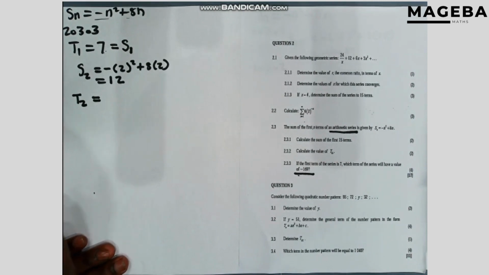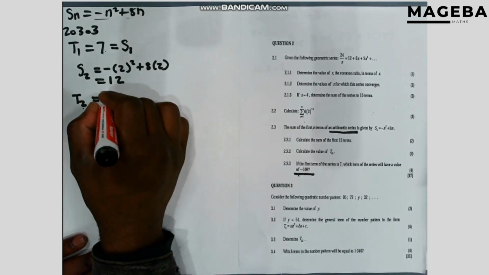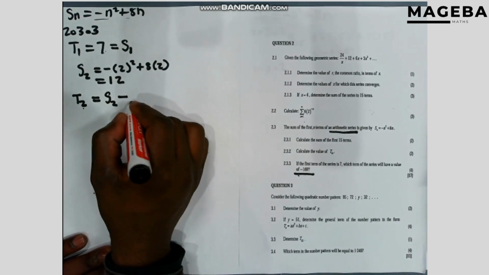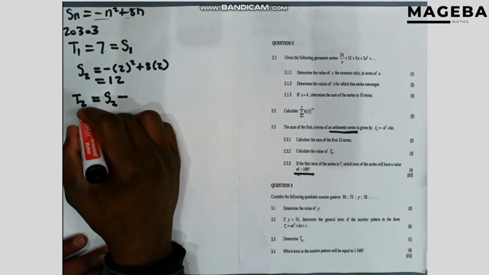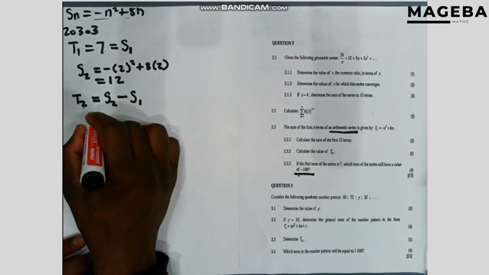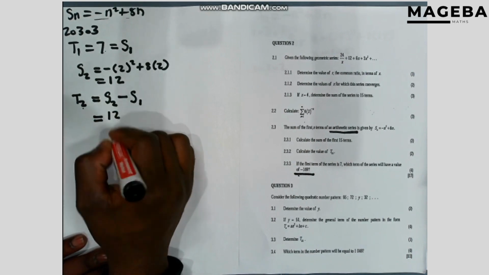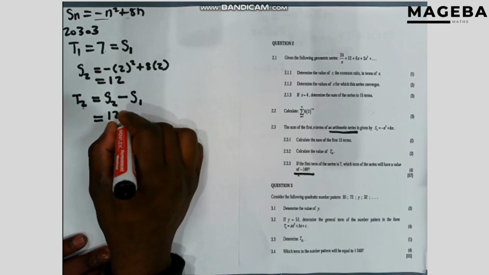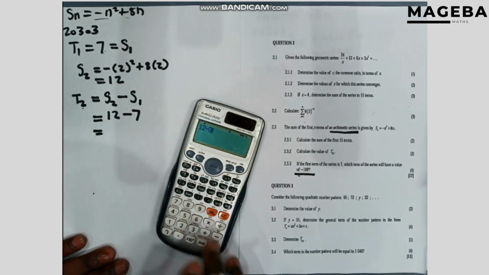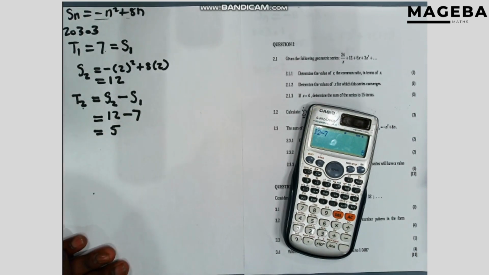After finding this sum of the second term, the following thing we need to find is T2. I hope you are following. How do you find T2 since we have this formula of a sum? We know that sum of n, which is 2, minus sum of n minus 1, which is 2 minus 1, is just the sum of the first term. So S2 is 12 and S1 is 7. So it's 12 minus 7, which is 5. I hope you understand that one.